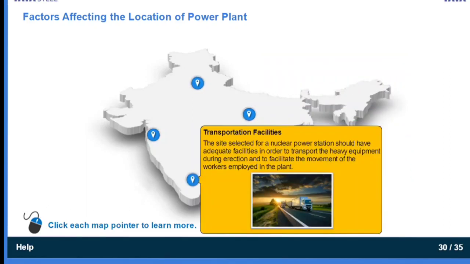Transportation facilities. The site selected for a nuclear power station should have adequate facilities in order to transport the heavy equipment during erection and to facilitate the movement of the workers employed in the plant.